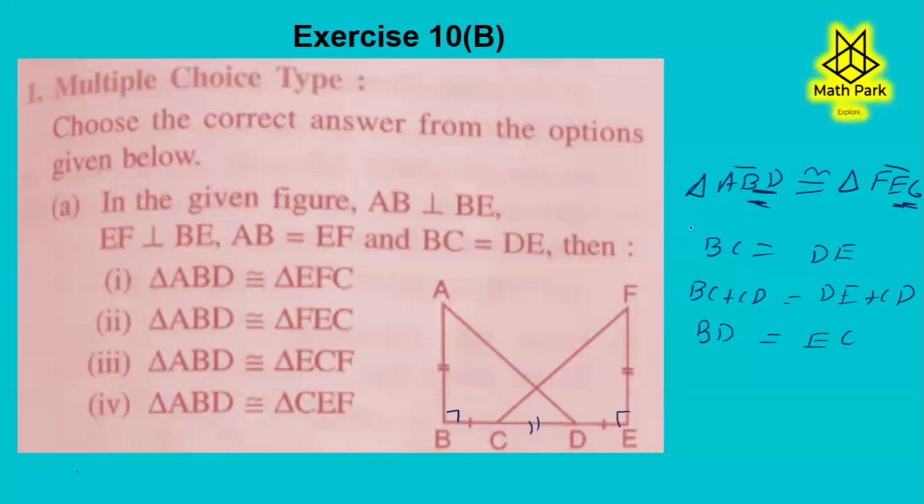Then you have AB is equal to FE given. And angle B and angle E are 90 degrees. So therefore, you have these two triangles congruent by SAS. And this is the correct option, FEC. The correspondence is very important. Though EFC, FEC, ECF, CEF, all of those are the same triangles, naming the correspondence is very important. So you have triangle ABD is congruent to FEC. The second one is the correct option.